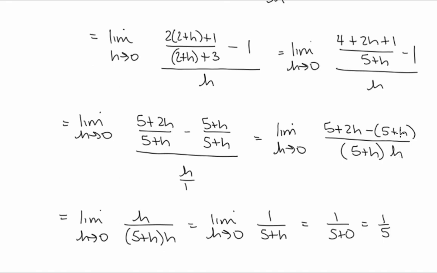So we continue to simplify in the numerator, and we notice that we're going to be left with just 1h over 5 plus h times h. And again, we can cancel a factor of h. And at this point, we plug in h equals 0, and we get a slope of 1/5. So this is the slope of our tangent line.